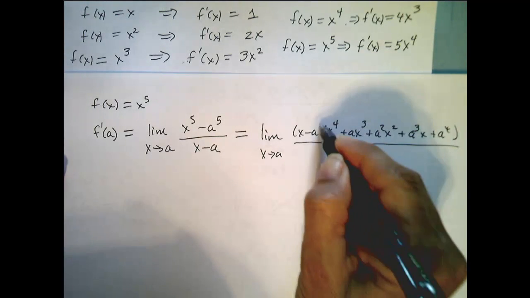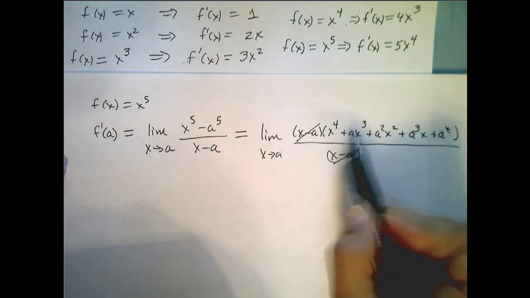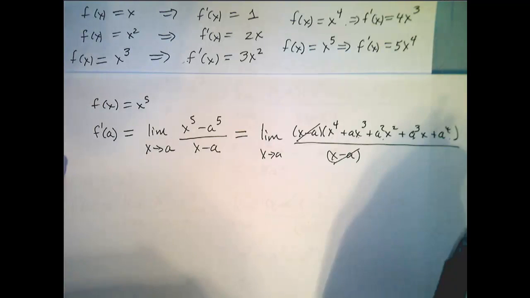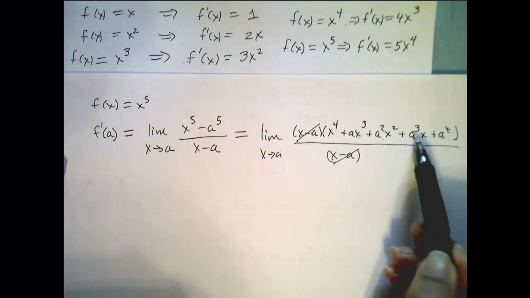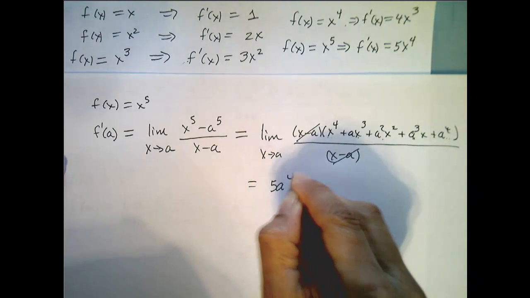All right, so it's important that we understand this. When we put direct substitution in here, we are going to get a bunch of a to the fourths. And the question is, how many a to the fourths do we get? Let's count. 1, 2, 3, 4, 5. So this is equal to 5 a to the fourths.